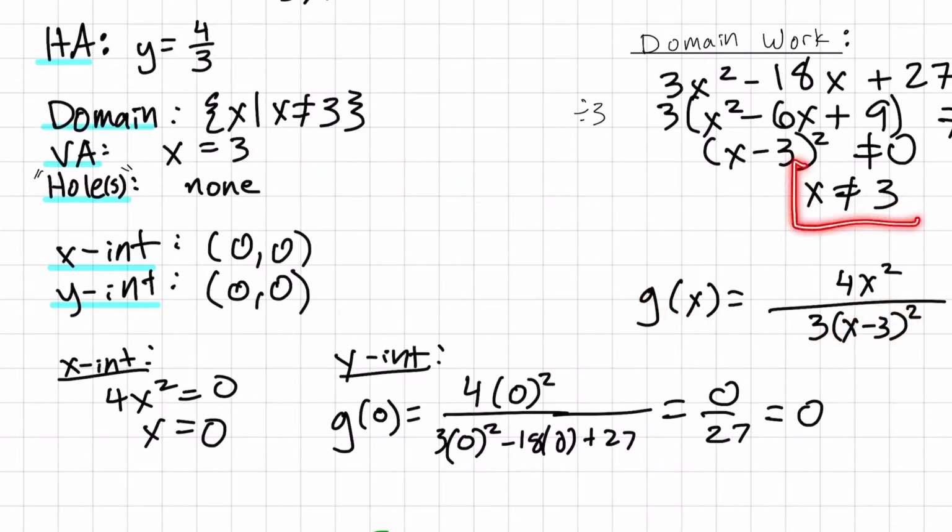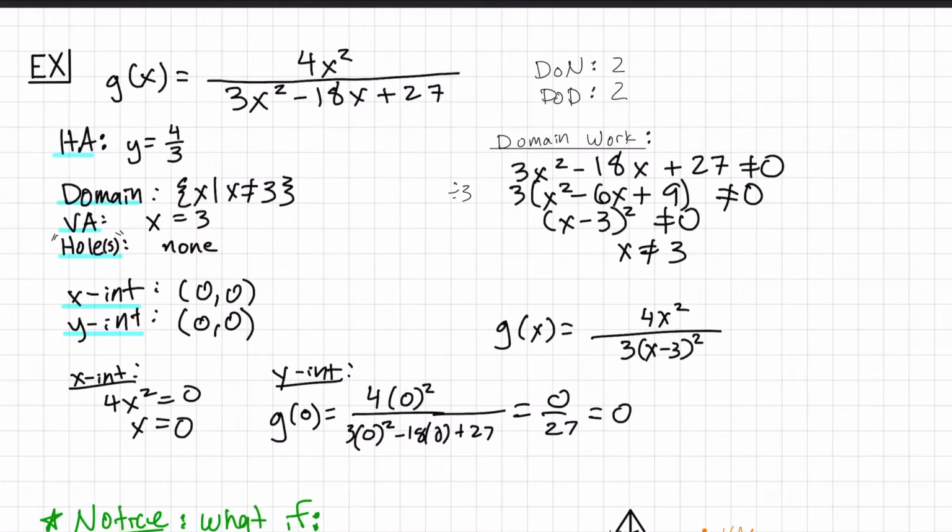Notice, our domain restriction was that x cannot equal 3. But our vertical asymptote is on that location, on that x equals 3. X can't equal 3 because we have a vertical asymptote there at x equals 3. So vertical asymptote at x equals 3. All right, so that's really it for the new things for this particular function.